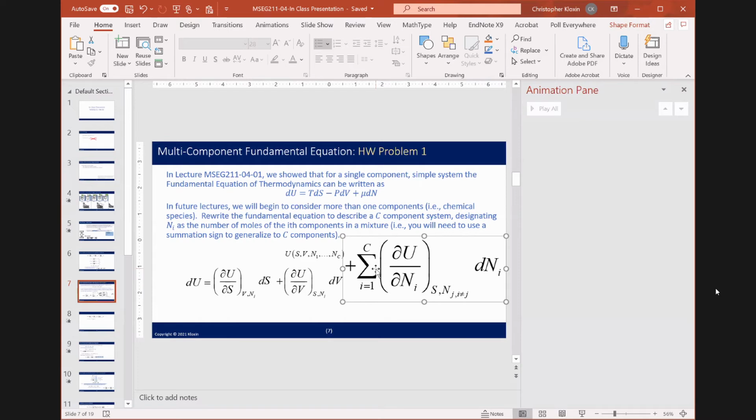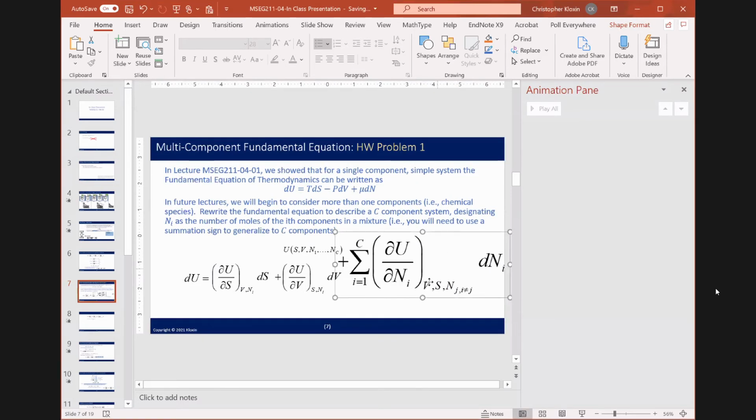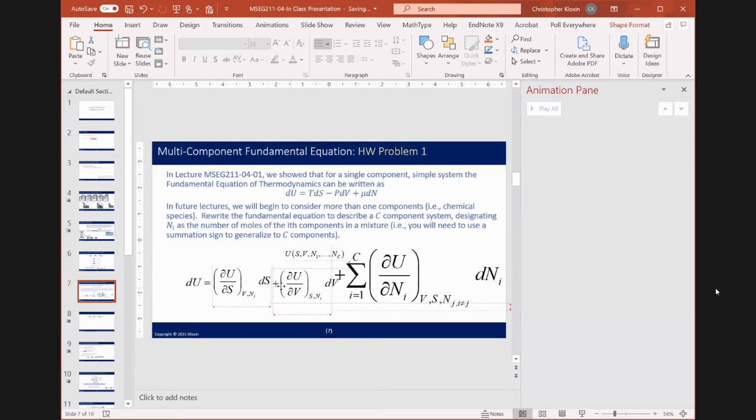Would you also hold V constant? Oh, yes. Haha. Very good. See, this is what happens when you do things live. See, I would have got 9.5 out of 10 for that one.